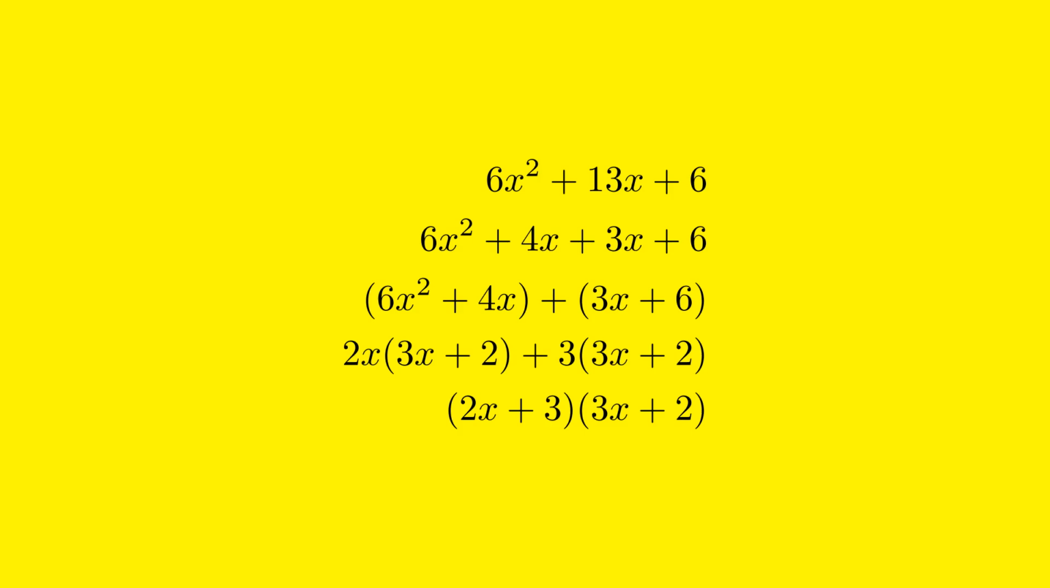The first group has 2x as a common factor, and we are left with 3x plus 2. In the second group, the common factor is 3, leaving us also with 3x plus 2. Finally, factor out the common binomial term, 3x plus 2, from the two groups. The resulting expression is then 2x plus 3 times 3x plus 2. Thus, the correct answer is 2x plus 3 times 3x plus 2.